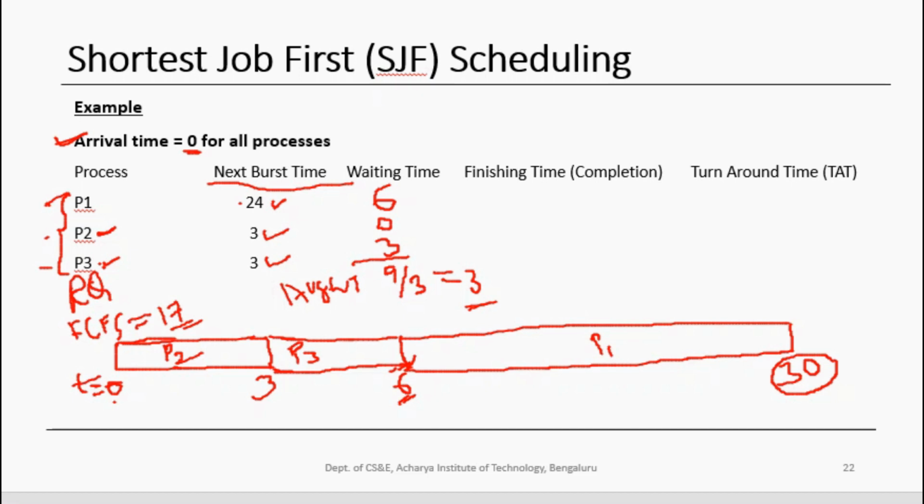Now let us try to compute the finishing time or the completion time. What is the finishing time of P1? P1 completes after 30 time units, P2 completes after 3 time units, and P3 completes after 3 time units. So in this case, the arrival time of all these processes is equal to 0. Therefore, the turnaround time will be the same as the finishing time.